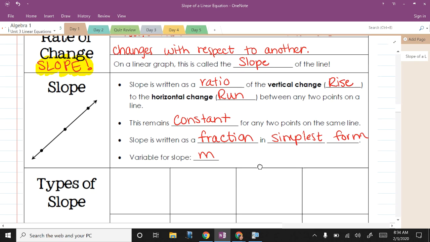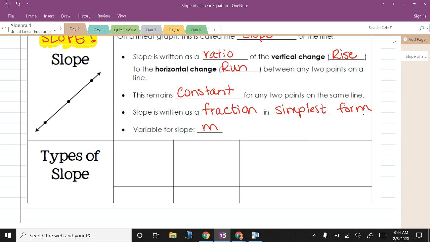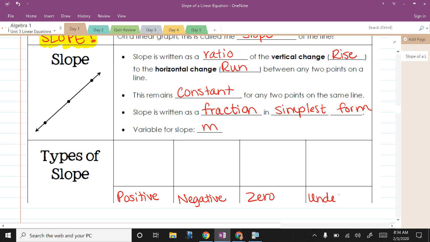There it goes. All right, there are 4 types of slopes. 4 types, right? They are positive. But I'm putting these in the little blanks below. I'm putting some drawn pictures in a minute. Negative, 0, and what's the other one? Undefined.